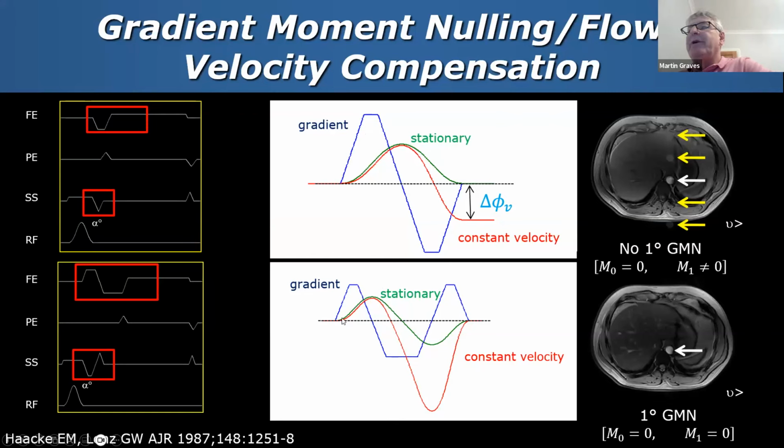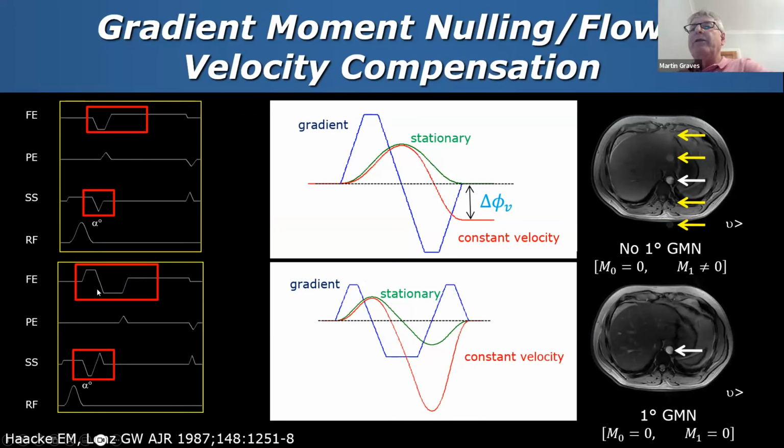Now, you may have to take my word for it, but if you look at the maths of this, the stationary spins gain phase, lose phase, and then regain phase. So it's got zero phase shift at the end of the gradient waveform. And similarly, spins moving with a constant velocity will also gain phase, but because of them moving with time, they will also have zero phase shift at the end of this particular gradient waveform.